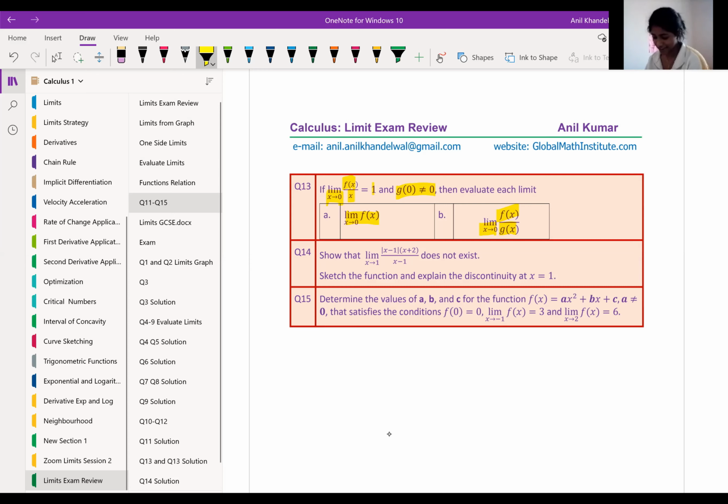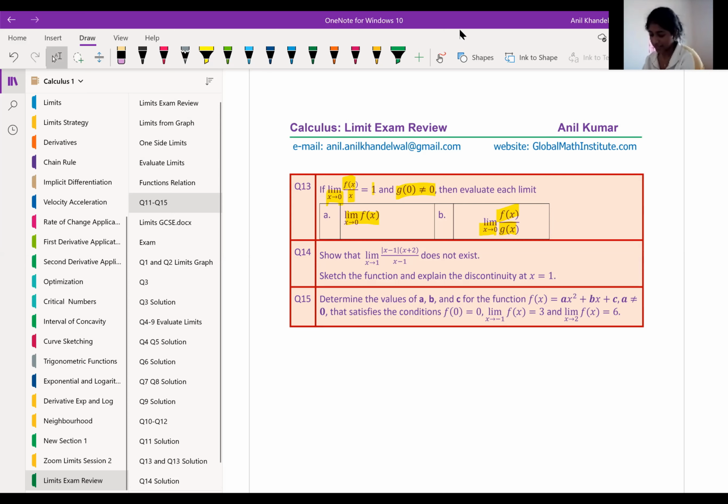Question number 15. Determine the values of a, b, and c for the function f of x equals ax squared plus bx plus c, where a is not equal to 0, that satisfies the conditions f of 0 equals 0, limit as x approaches minus 1 of f of x equals 3, and limit as x approaches 2 of f of x equals 6. Could you do this question?